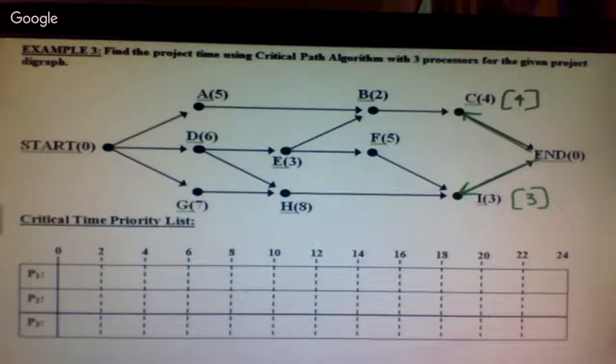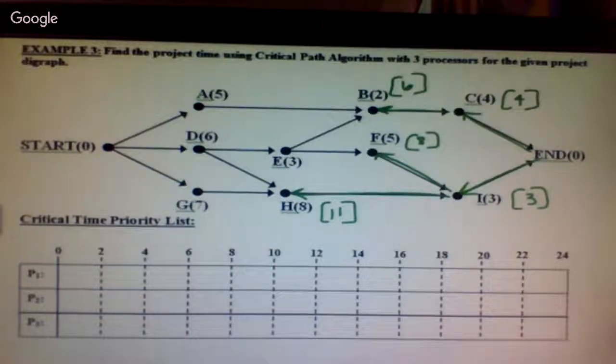Okay, what goes backwards into B? C, which means B has a critical time of 6. What goes backwards into F? I, which means F has a critical time of? What goes backwards into H? Which means H has a critical time of?